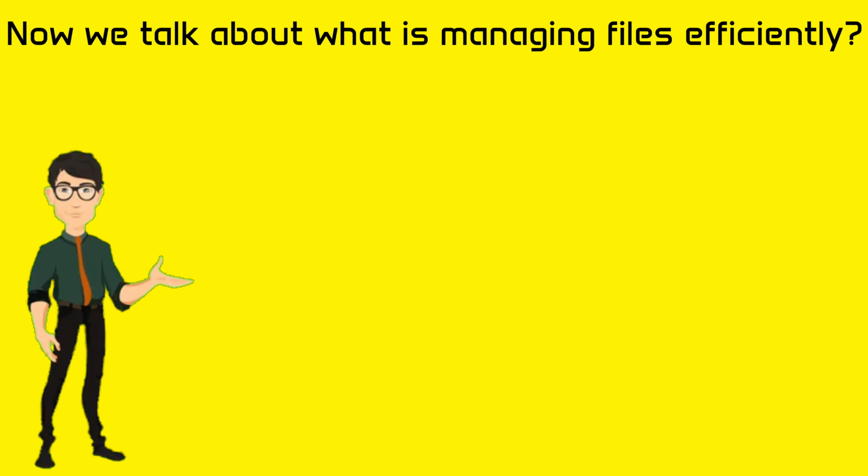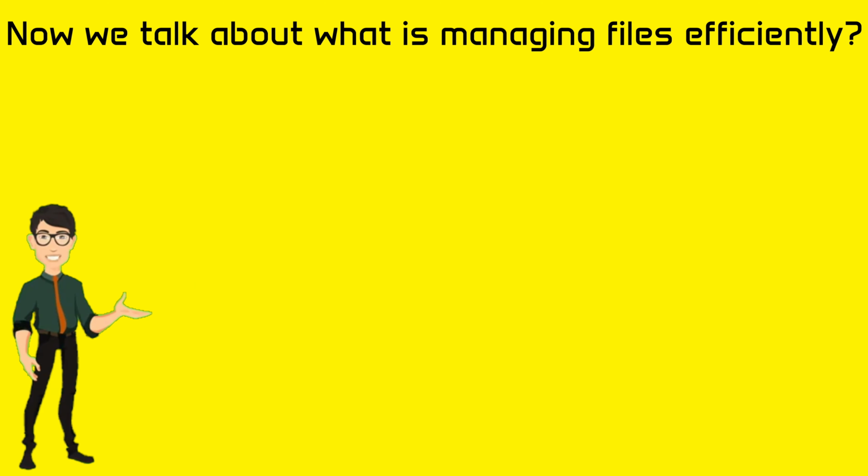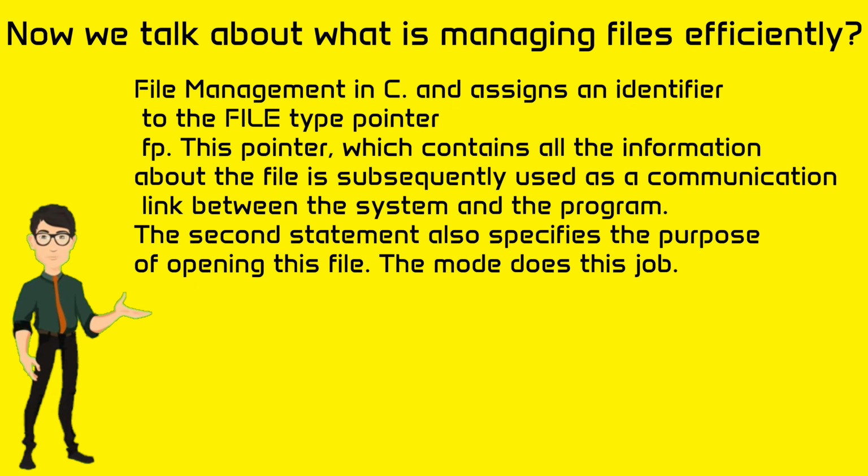Now we talk about managing files efficiently. File management in C assigns an identifier to the file type pointer. This pointer, which contains all the information about the file, is subsequently used as a communication link between the system and the program. The second statement also specifies the purpose of opening this file. The mode does this job.